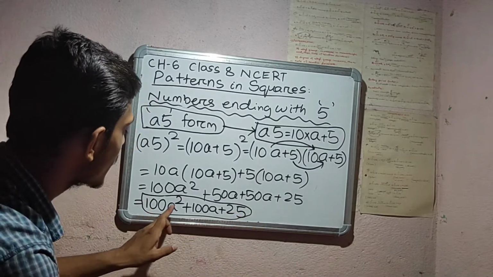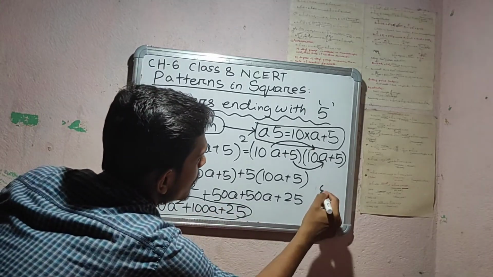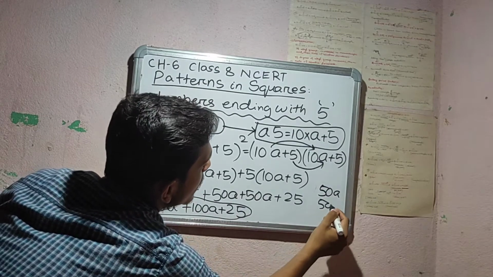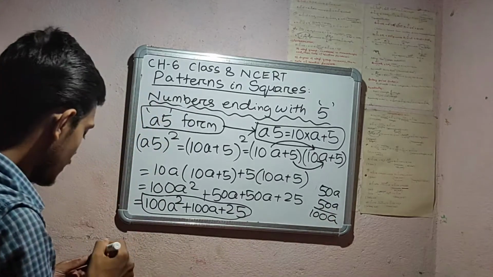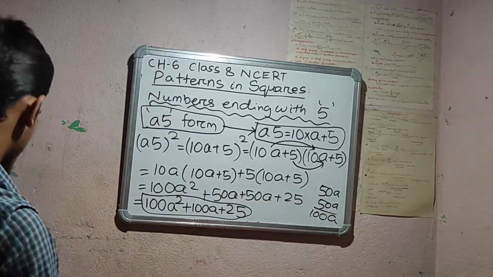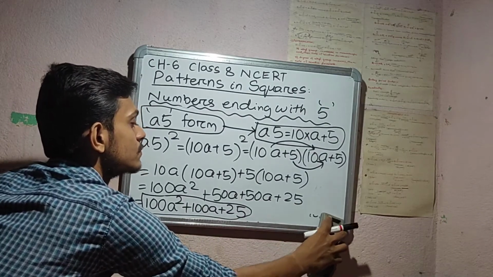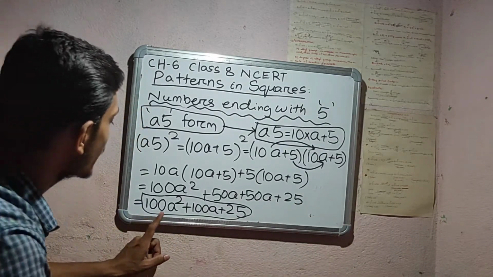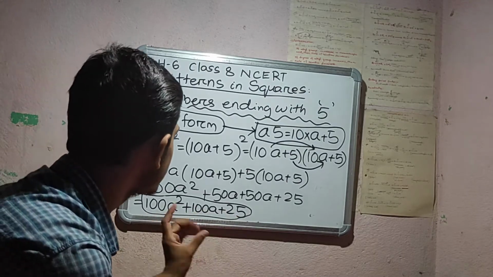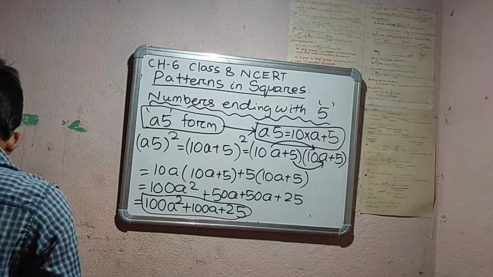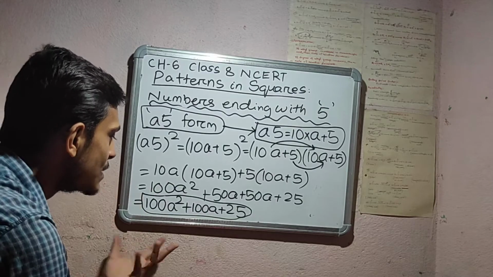That becomes 100A square plus 50A plus 50A. That is 100A, because 50A plus 50A, with A taken common, 50 plus 50 we add and get 100. So 100A. So 100A square plus 100A plus 25. We have got this. This result is the final result. We have also simplified this.